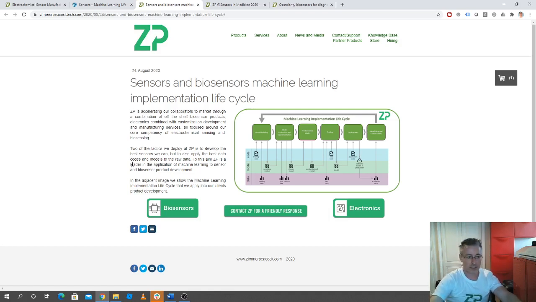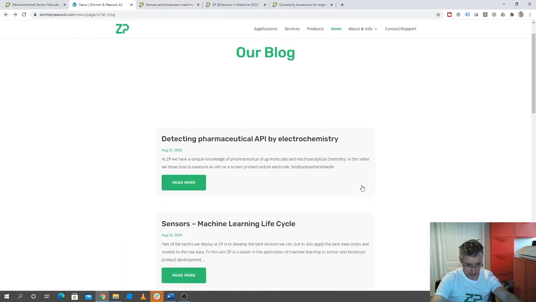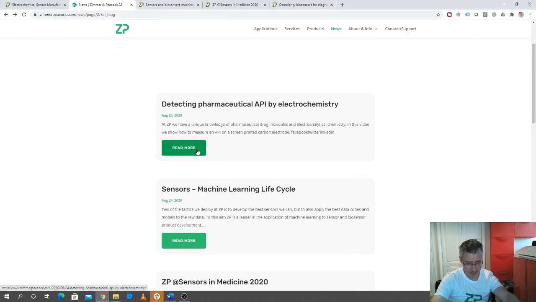And as I say, I'm very pleased with the progress that we're making using machine learning on some of the sensor programs. Now this is something I'm very passionate about, which is measuring pharmaceutical molecules, APIs, active pharmaceutical ingredients.